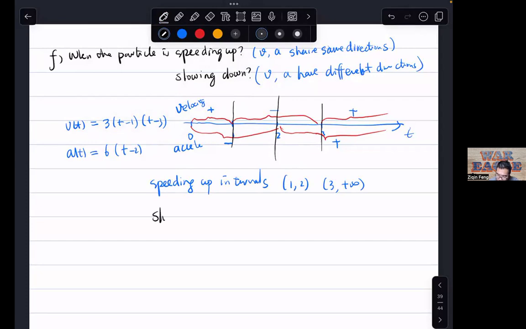Then the slowing down intervals are from 0 to 1, where they have different directions, and from 2 to 3, where one is positive and one is negative. The particle is slowing down, right? So that's how we analyze the movement of the particle using these signs.